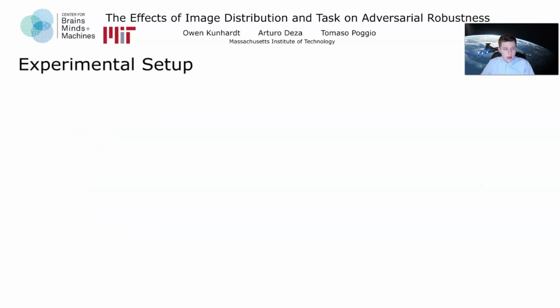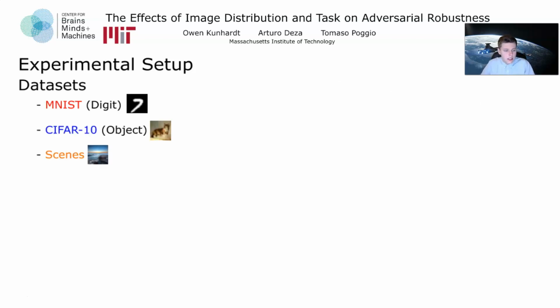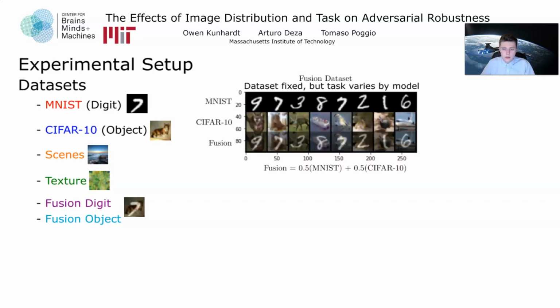So, experimental setup. We use 5 data sets: MNIST, which is digit; CIFAR10, which is object; a scenes data set; a texture data set; and finally a fusion data set, which is an alpha blending of the MNIST and CIFAR10 images. We use this to tease apart the cause and effects of adversarial robustness in a model. And so here are more examples of these fusion images. Essentially the data set is fixed, but the task varies by model.